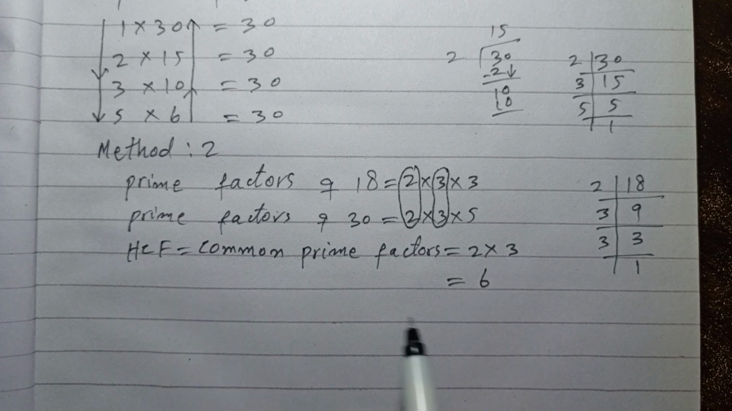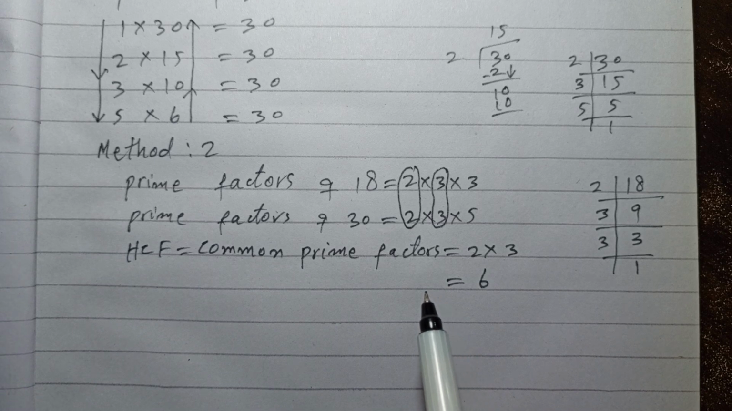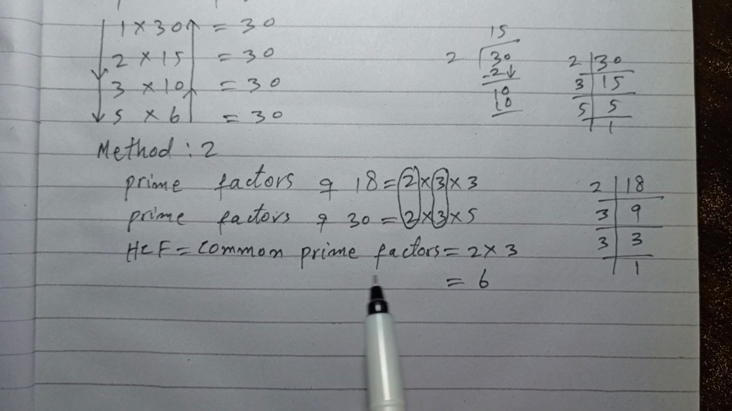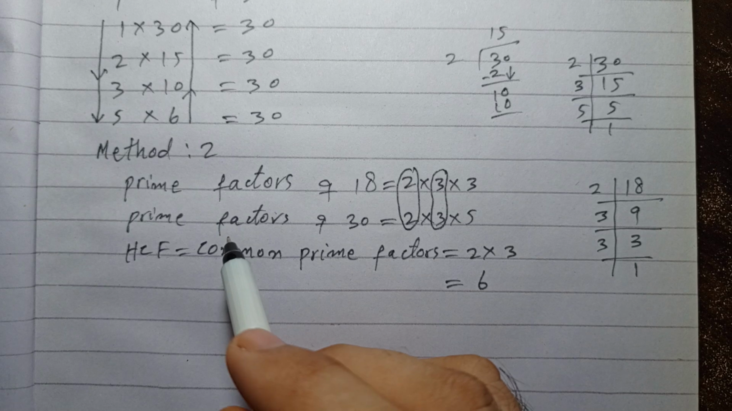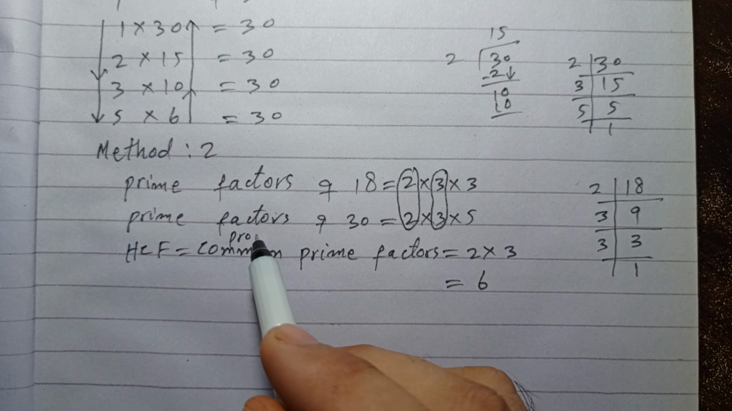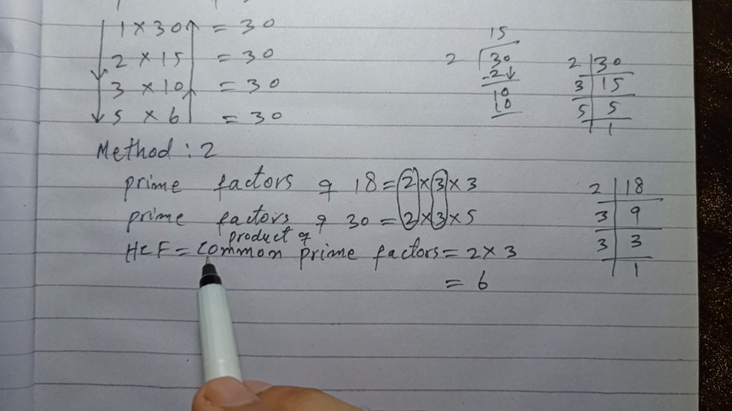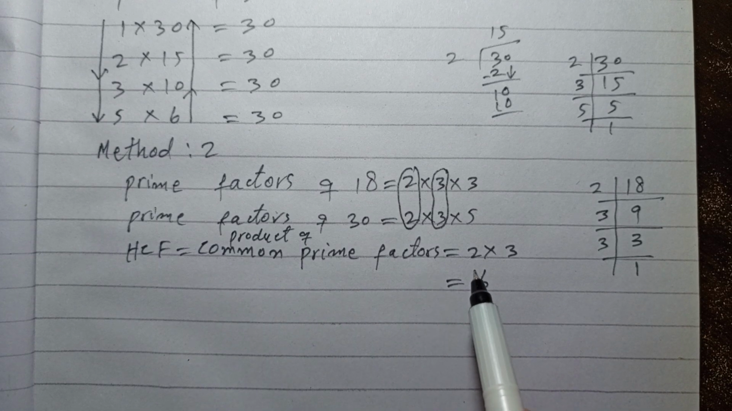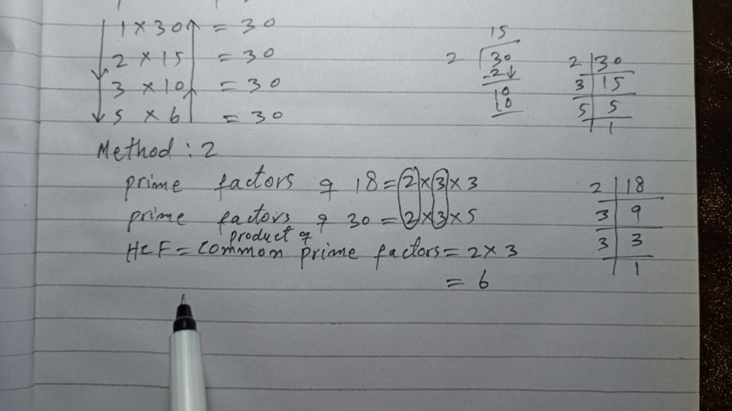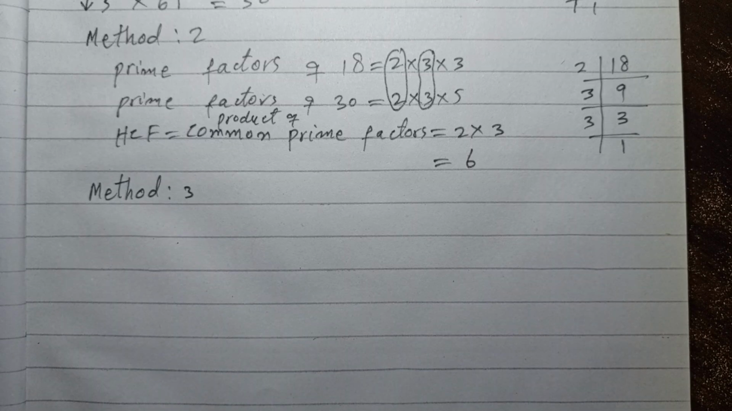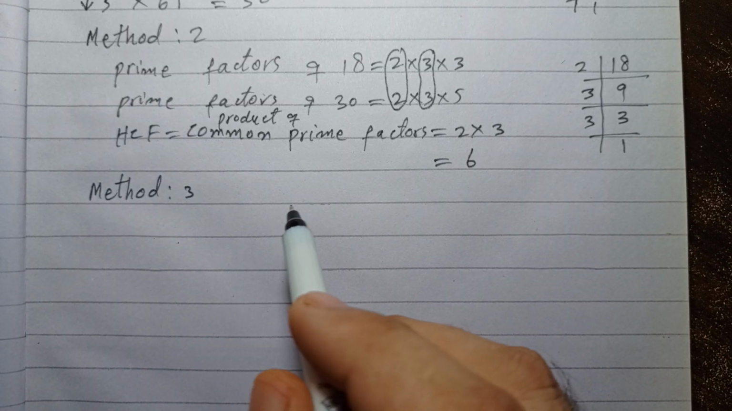So HCF is the product of common prime factors. You will write here: product of common prime factors is also called HCF, and that is 6. Again 6. Dear fellows, now see method 3.